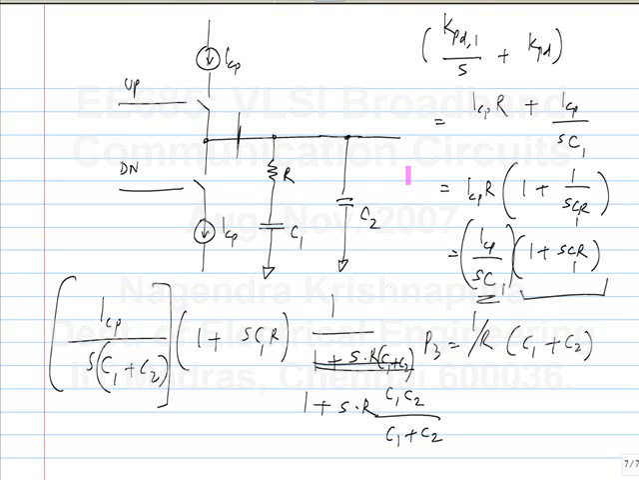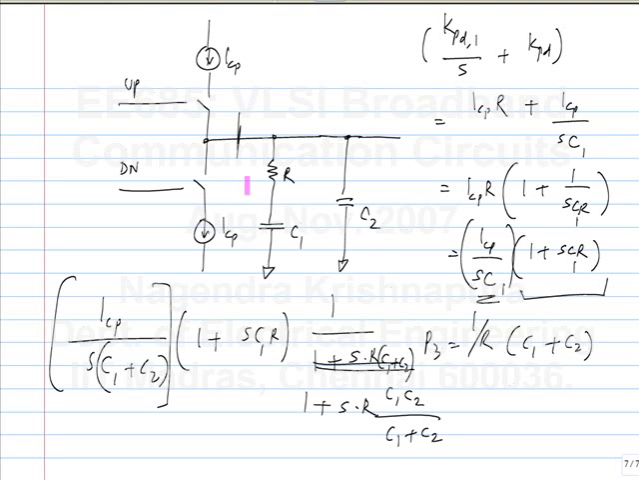Now, if it is designed properly, what should happen is at very low frequencies you essentially see a capacitive impedance C1 plus C2. At some higher frequency you see R. Okay, C1 is a short, but C2 is an open compared to R.